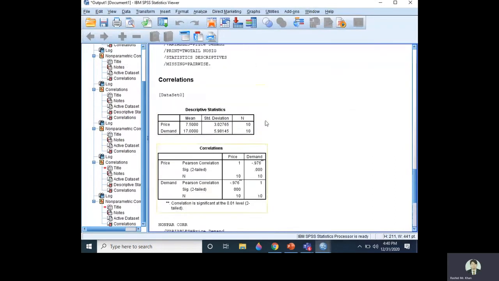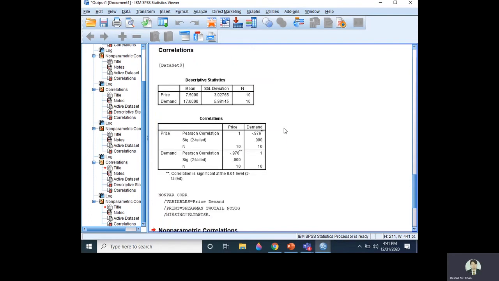Look here: the mean of price is 7.5 and the standard deviation is 3.02765, with 10 observations. For demand, the mean is 17 and the standard deviation is 5.98145, with 10 observations.